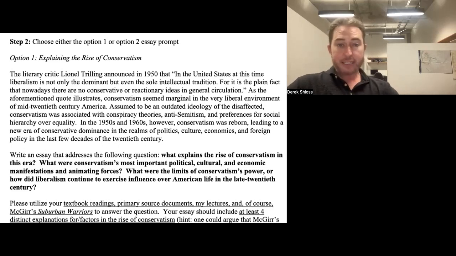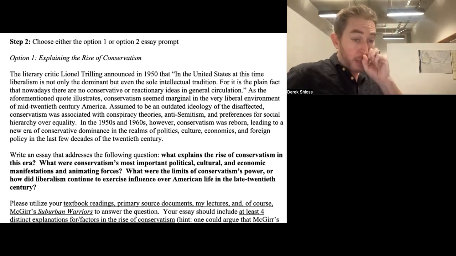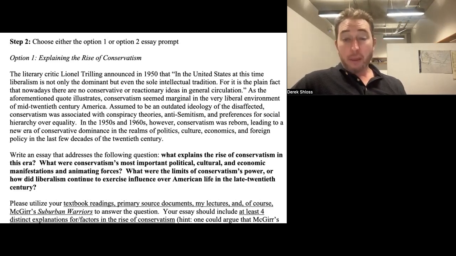However, in the 1950s and into the 1960s, conservatism was reborn, leading to a new era of conservative dominance in the realms of politics, culture, economics, and foreign policy in the last few decades of the 20th century. And here's the objective, here's what you're doing for this essay if you choose this option. It says, write an essay that addresses the following question. What explains the rise of conservatism in this era? What were conservatism's most important political, cultural, and economic manifestations and animating forces? What were the limits of conservatism's power, or how did liberalism continue to exercise influence over American life in the late 20th century?